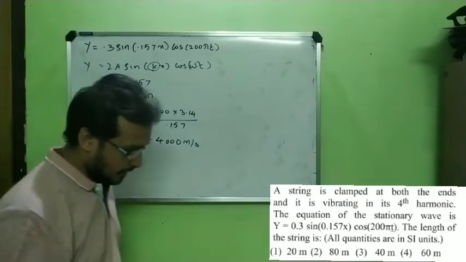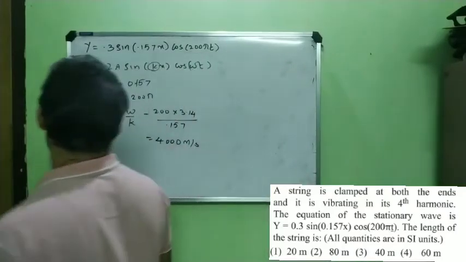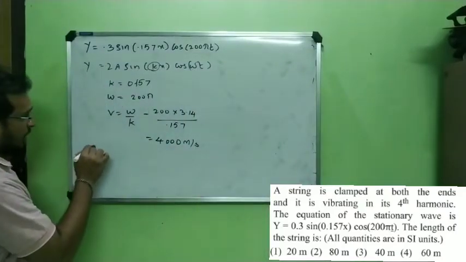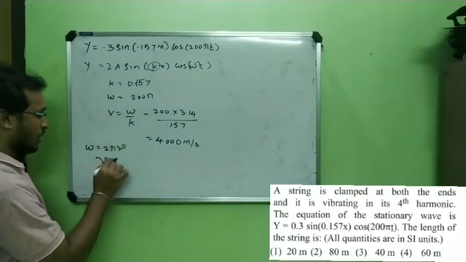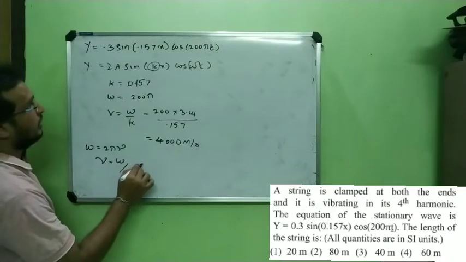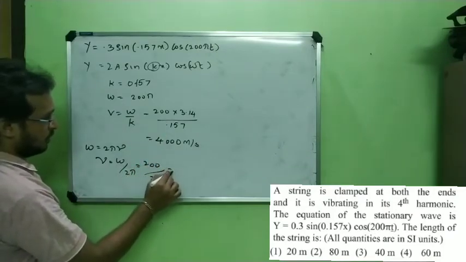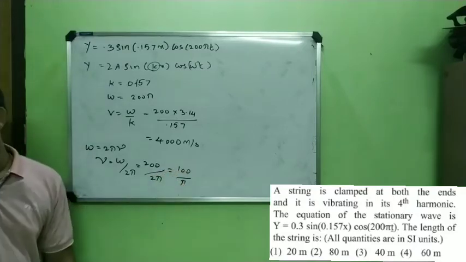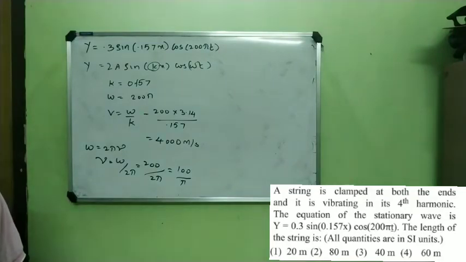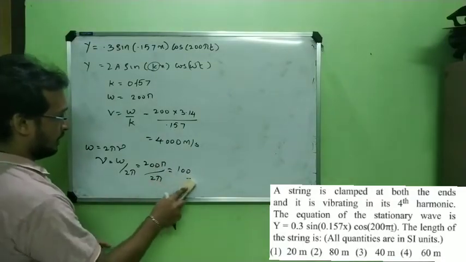So that is the velocity, but they are asking not for velocity, they are asking for the length of the string. Okay. So that frequency, we know that omega equals 2 pi nu, or nu equals omega by 2 pi. What is omega given? 200 pi divided by 2 pi equals how much? 100 by pi. Frequency equals 100 by pi. Now, pi will cancel, right? Pi will cancel, it will be 100.